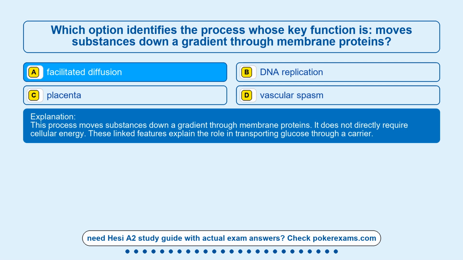This process moves substances down a gradient through membrane proteins. It does not directly require cellular energy. These linked features explain the role in transporting glucose through a carrier.